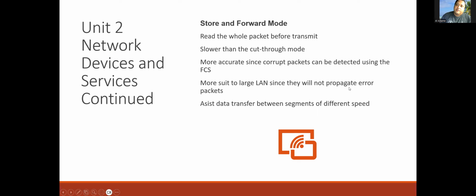More suited to larger LANs since they do not propagate errored packets. It's this data transfer between segments at different speeds. So it can check for corruption and not send it, and request a new packet to be sent that's clean. That's what that means for this right here.